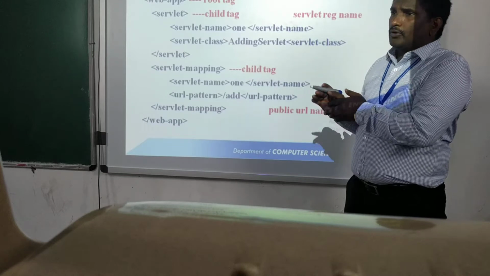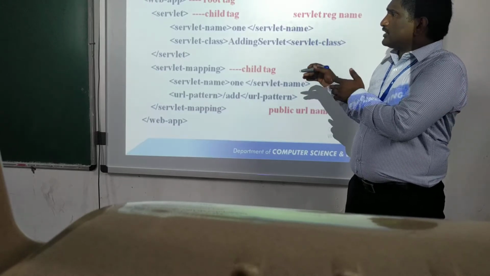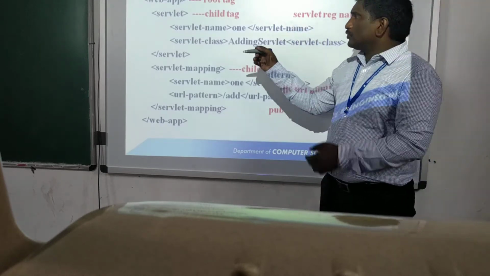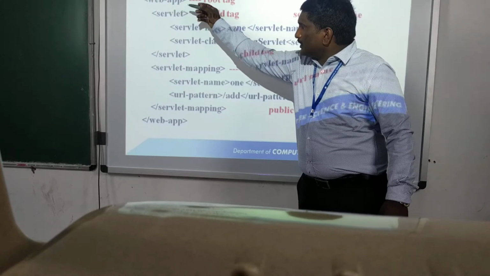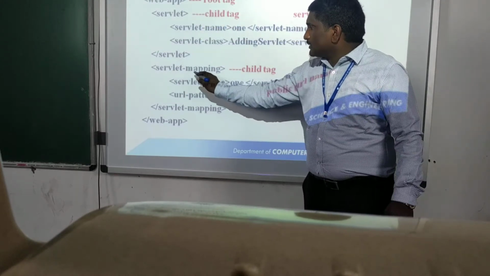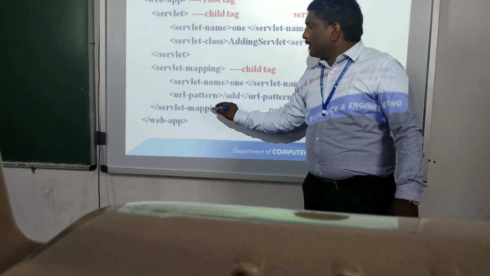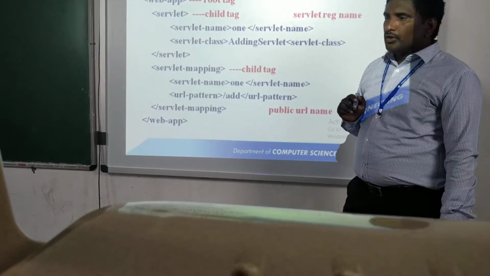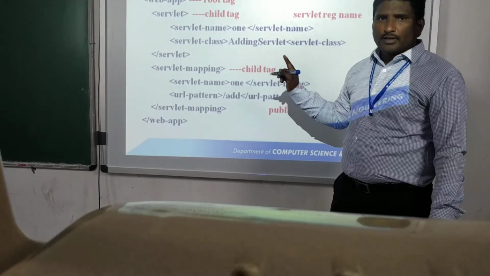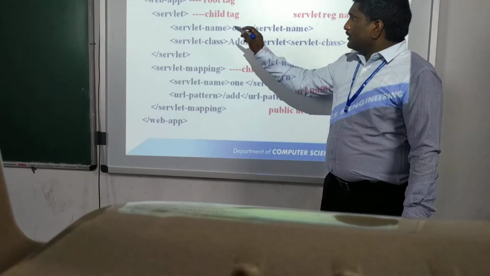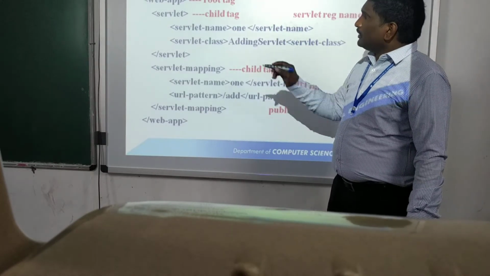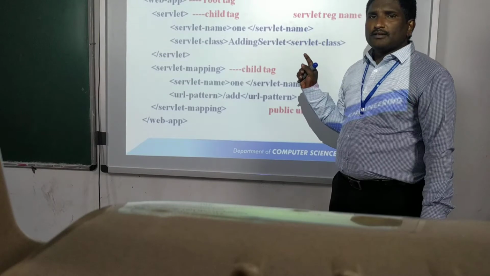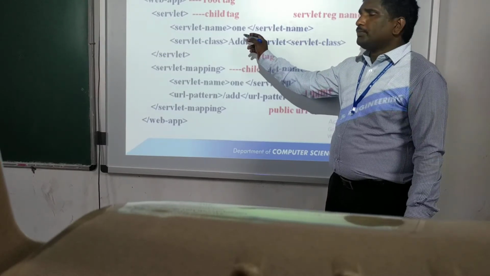In order to register servlets in the deployment descriptor, we use tags: the servlet opening and closing tags, and one more, the servlet-mapping opening and closing tags. So there are two tags to register the servlet: servlet and servlet-mapping. The servlet tag is a child tag of web-app, and it has two subtags: servlet-name and servlet-class. The servlet name can be any name you write.